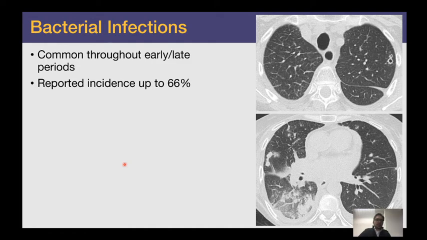So in terms of lungs and pneumonia, bacterial infections are going to be common, and these are the most common infection that we see in the transplant patient, and it can happen in the early period, it can happen in the late period, and it has a reported incidence of 66%. This is a patient who has MRSA, and they have consolidation down here in the right lower lobe, which looks like any garden variety bronchopneumonia, but this patient also has cavitary pneumonia in the left upper lobe.